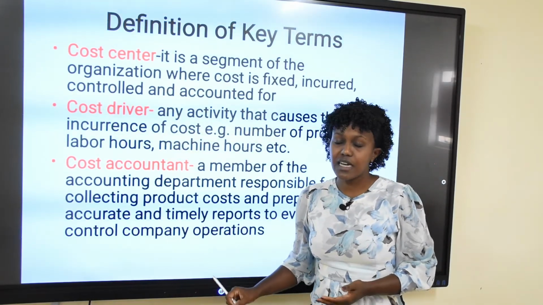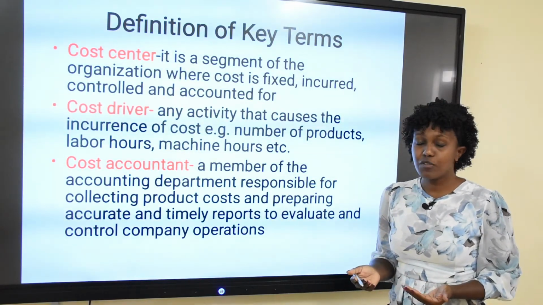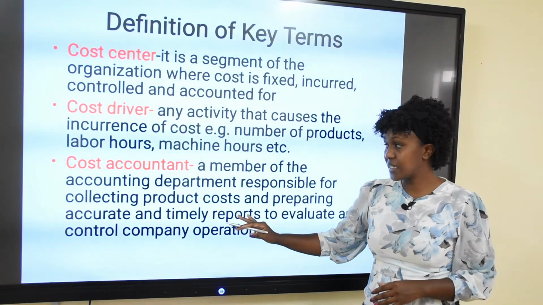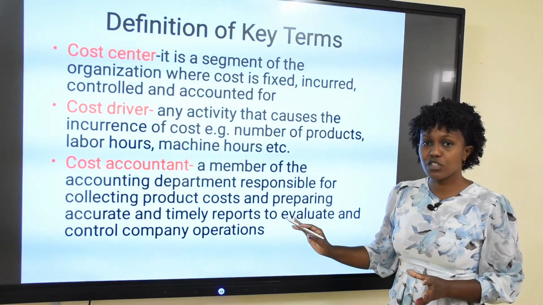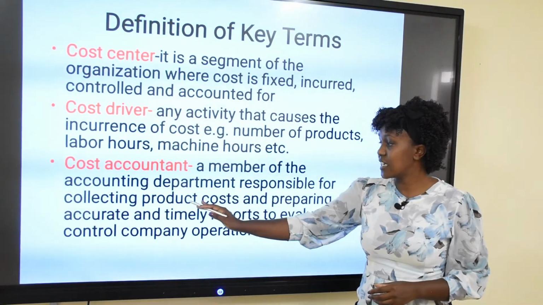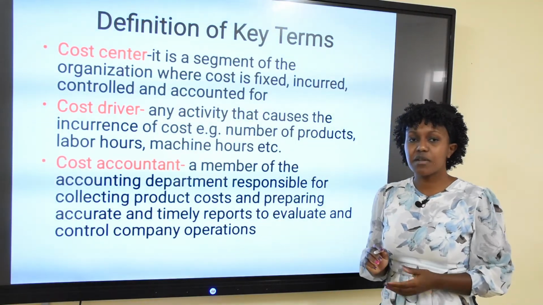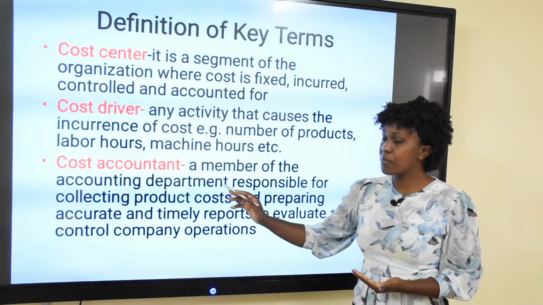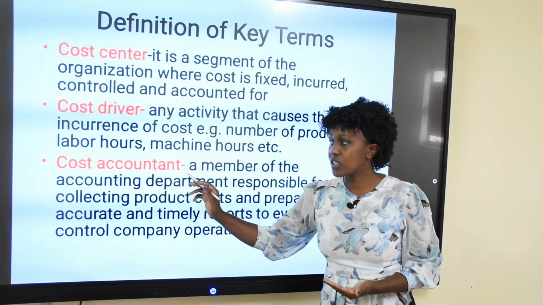The next one is a cost accountant. All right. Definitely, this is an individual who is a member of the accounting profession who is in charge of a cost department. What they do in this department is what we have said, the overall function of cost accounting. So the accountant is responsible for collecting data about the products, collecting data about all the costs, and preparing timely reports that are required by management for decision making. So if you are a member of the cost department here as a professional accountant, is what you're calling a cost accountant.